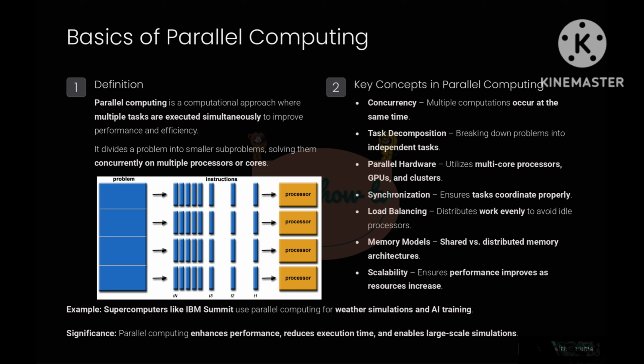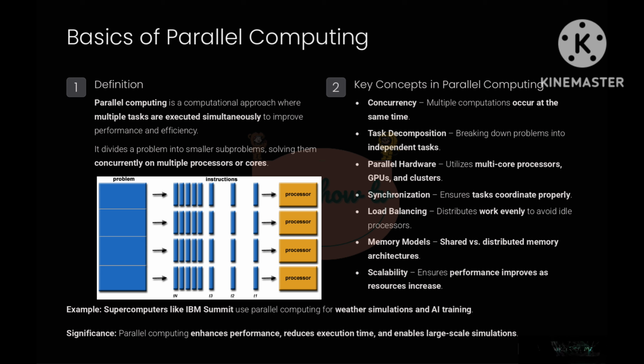But while tasks are running in parallel, they need to coordinate and communicate. This is where synchronization comes in. If they don't synchronize, some tasks may finish before others, leading to errors. An important aspect is load balancing, making sure that all processors have an equal amount of work so no processor is sitting idle. Depending on the system, we use shared memory, where all processors share one memory, or distributed memory. Each processor has its own memory.